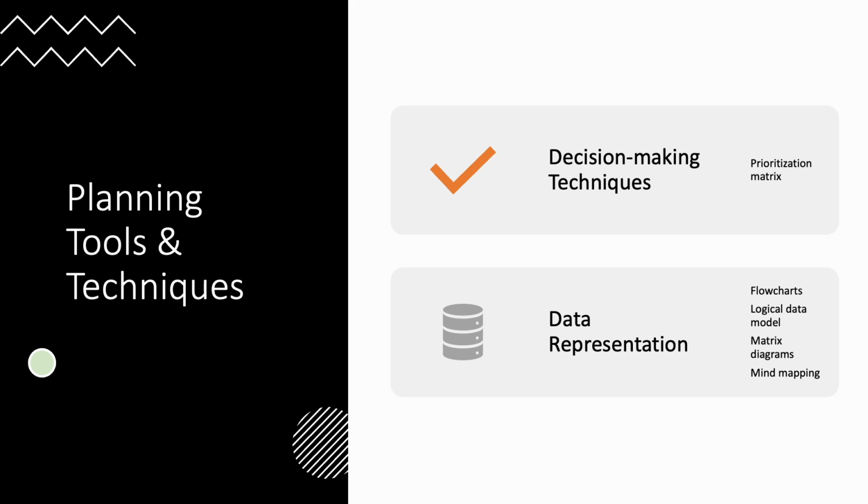The following techniques are followed during the process of data representation. Flowcharts are a visual tool used to exhibit the chain of events. An example of this would be a SIPOC model, which consists of suppliers, inputs, process, outputs, and customers. A logical data model is a depiction of the business's data. Matrix diagrams are used to figure out the strength of the relationship between various factors that exist in the business. Mind mapping is used to organize information and brainstorm associated concepts.